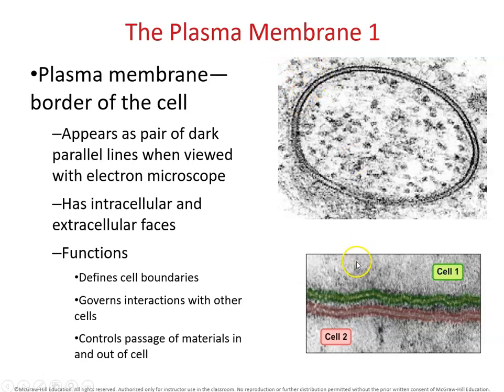If we have two cells that are close to each other, we can see they each have their own lipid bilayer. So the green is the lipid bilayer of one, and the pink is the lipid bilayer of the other. We have the intercellular space inside and the extracellular space on the outside. And here we have the intercellular space of cell 1, the intercellular space of cell 2, and the extracellular space between the two.